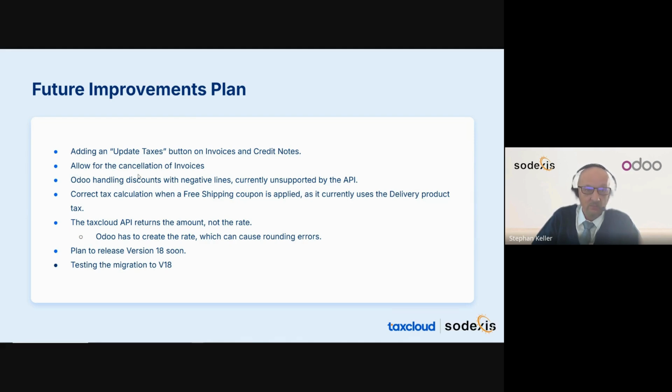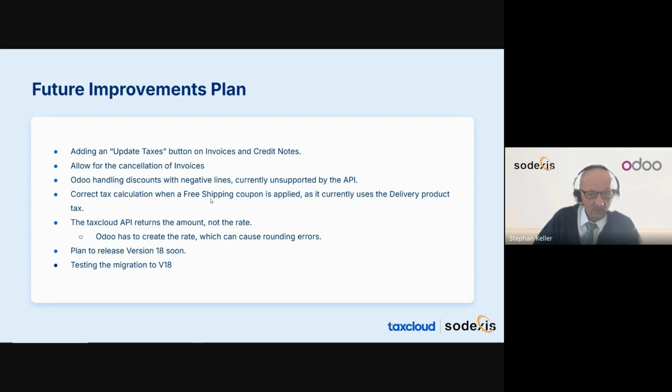We're thinking about maybe adding the option to cancel invoices in some cases, especially when you enter an invoice and maybe there's a small change that needs to be done. It's not always convenient to have to create a credit note and reissue the invoice. There's an issue with handling discounts with negative lines. It's currently unsupported by the API, and so TaxCloud is working on that. And once the TaxCloud API accepts that, then of course we'll add it on our side as well.